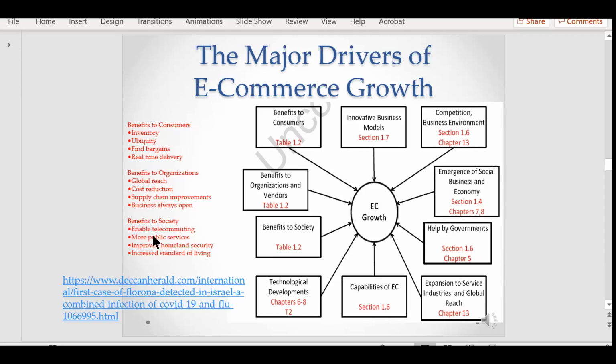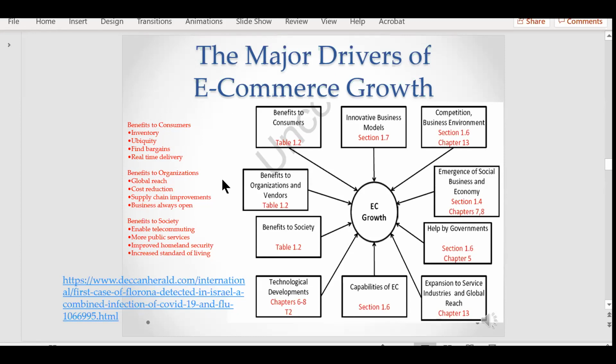Then the benefits to society are plentiful also. There's telecommunicating, where people can share information, and you can offer public services. You can improve the standards of living. So there are a lot of reasons for it.